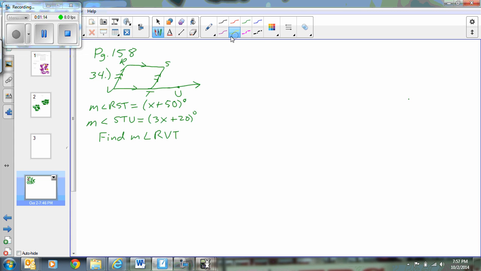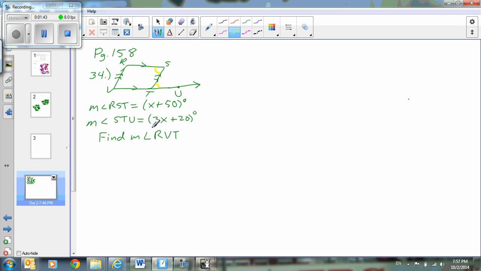So I'm going to mark that. This angle is congruent to this angle because they are alternate interior angles when parallel lines are being cut by a transversal. All right, if these two angles are congruent, then their measures are equal. So take these two measures, set them equal to each other, solve for x, and then you could put x back in either expression to find the measure of either one of these angles marked with the yellow arc.